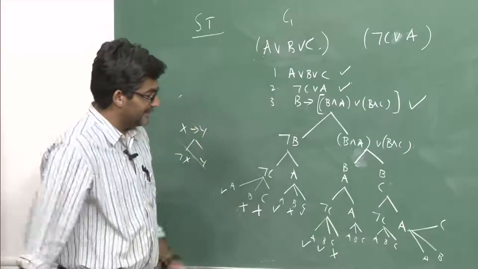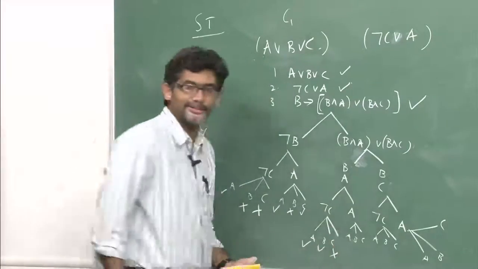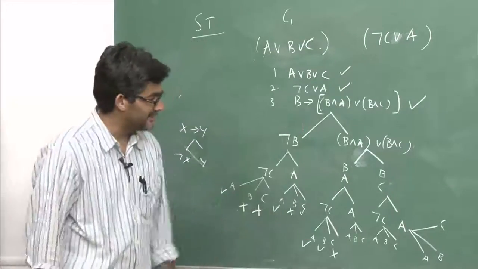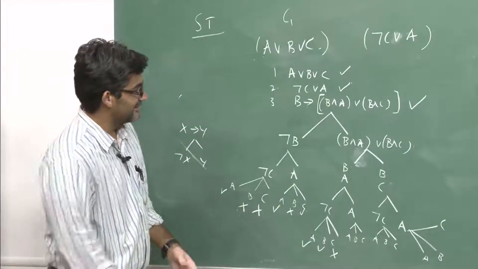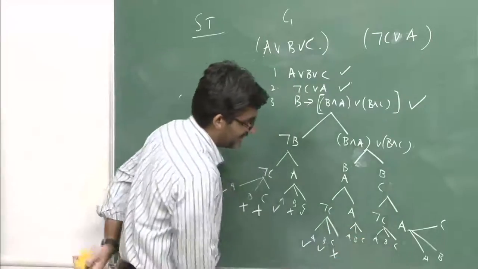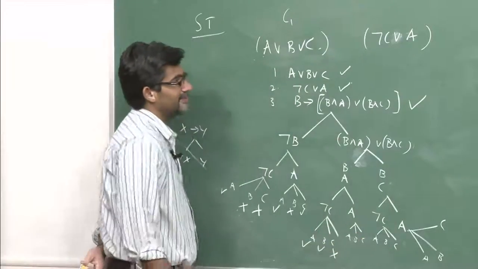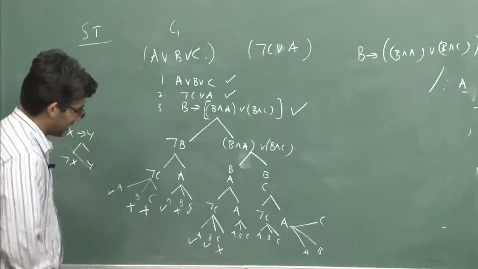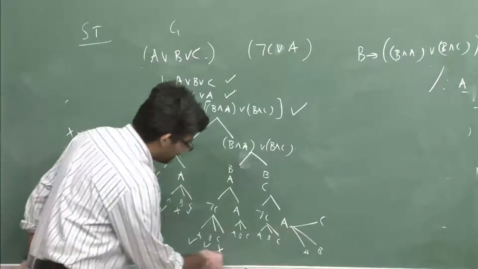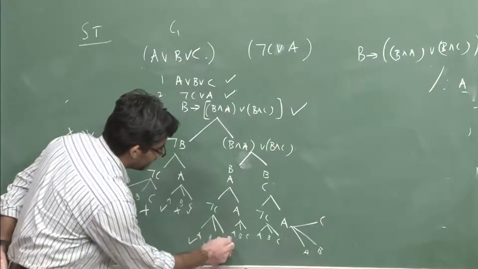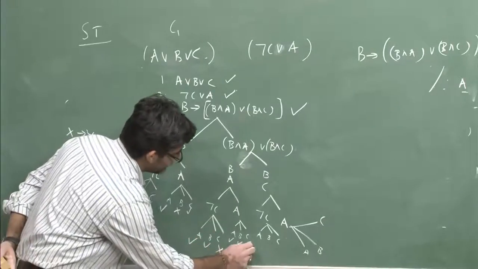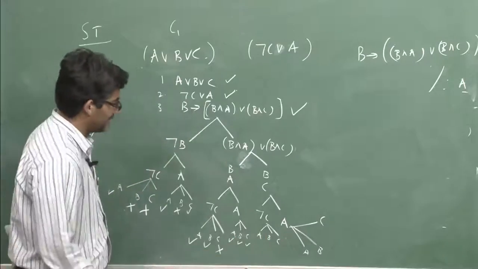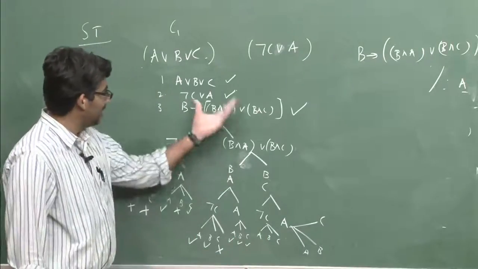So sometimes the resolution refutation method might be better than the semantic tableaux method, because the number of branches is more here. In the resolution refutation method, we have seen in the last slide that it will simplify our task. So now here this is also open, this is also open, and all the open branches suggest that this makes the formula true.